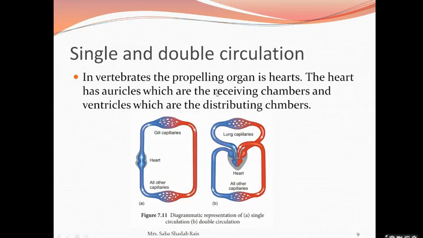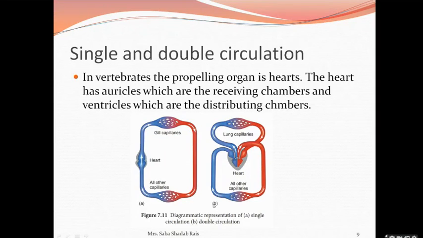Due to the higher partial pressure of the oxygen, whatever respiratory pigment is present will split and release the carbon dioxide to the pulmonary surface, and in return they will take the oxygen, and the blood will become oxygenated. This oxygenated blood now will not go to the systemic circulation. It will return to the heart again, and from the heart it will enter into the systemic circulation.